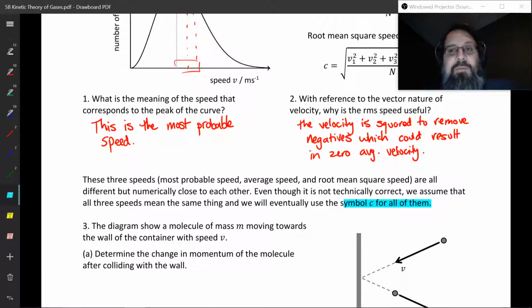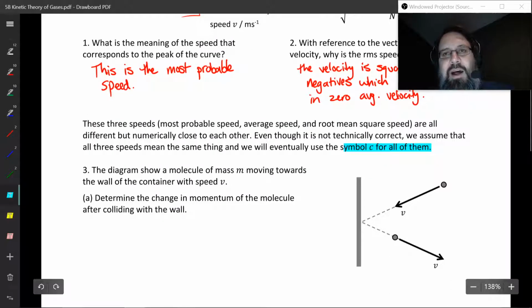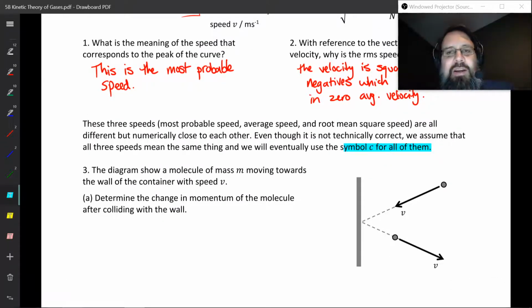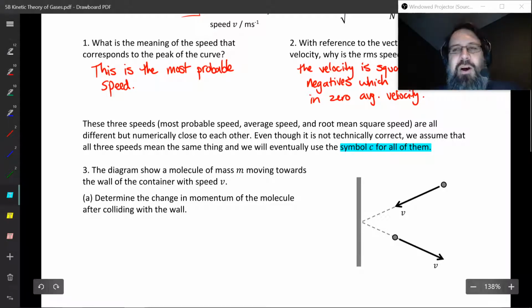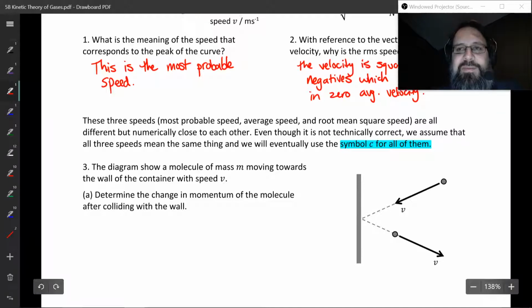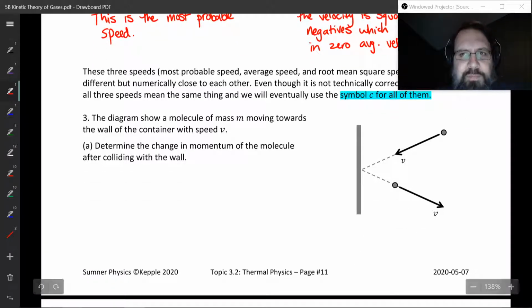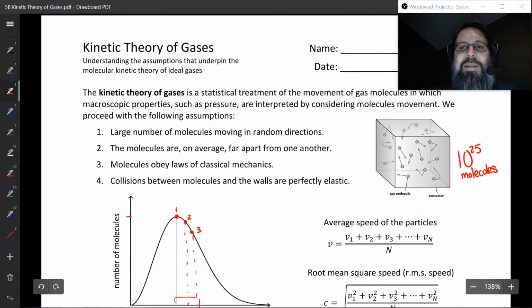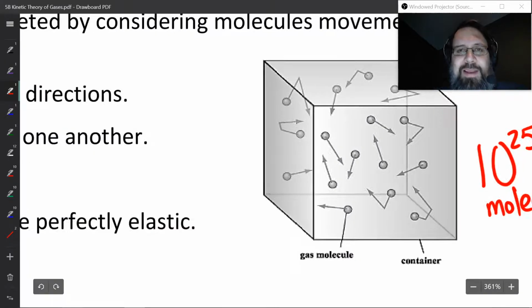I mean, it's technically wrong, it's not technically correct, but we can just assume that they all mean the same thing and just use the symbol C for it. And then I'll use that assumption a little bit later. It's going to be wrong, but it's trivially wrong, so we're not going to worry too much about it. It's negligibly wrong.